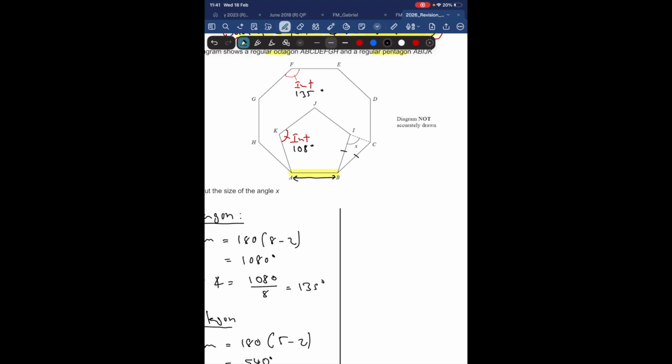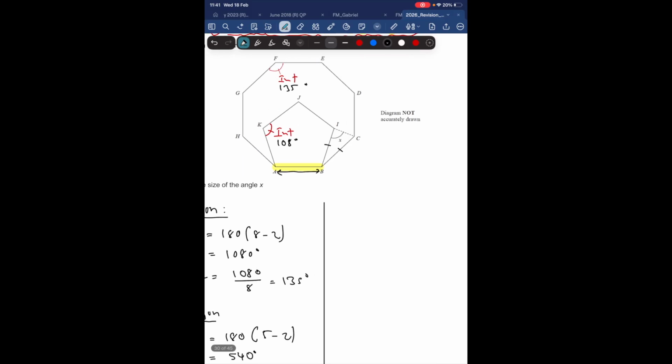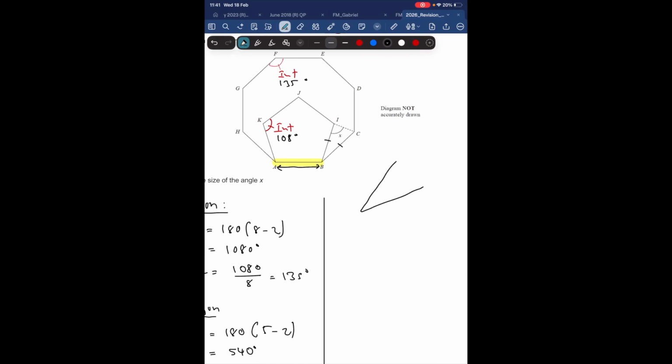So if I redraw this, we effectively have an isosceles triangle that looks like that. If I call that B, I, and C, this length and this length are going to be the same. So B to I is this length here, B to C is this length here, and the angle X is going to be this angle I on our isosceles triangle. So this is going to be the angle X. Now, because this is an isosceles triangle, the base angles are going to be the same. So this angle is also going to be X degrees.